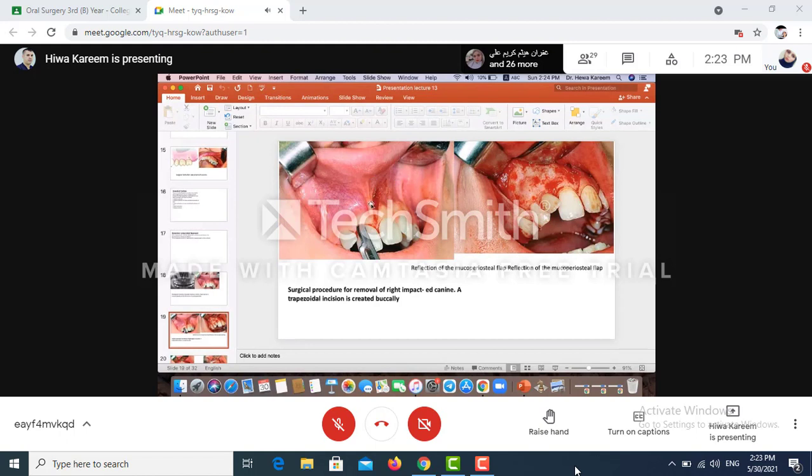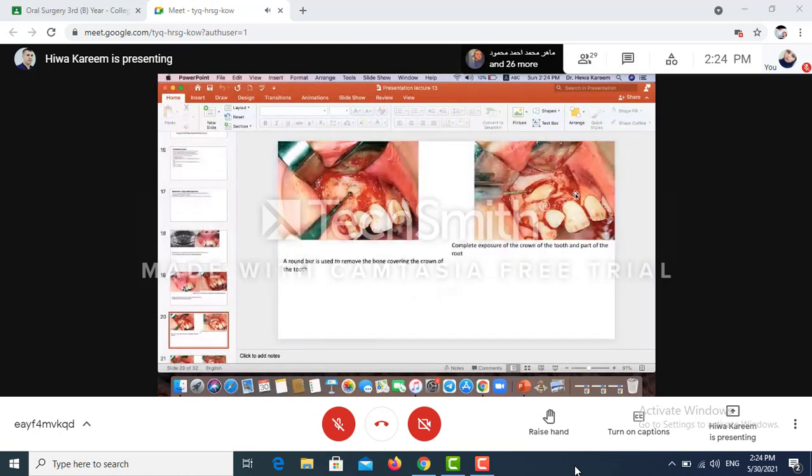After that, make the surgical incision like this. This is a four-sided incision, from this area and like this. This is the trapezoidal flap. After that, remove the bone and expose the crown. After that, the full crown is exposed.